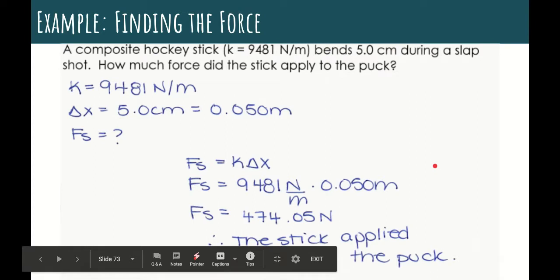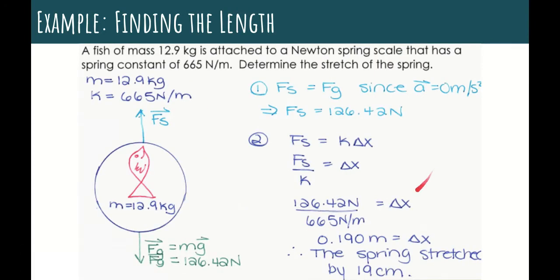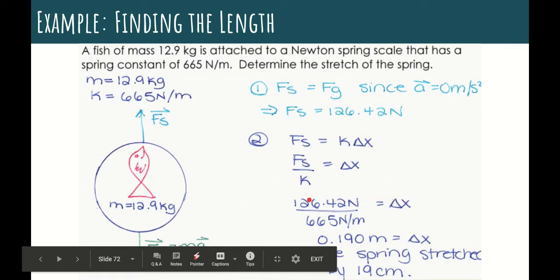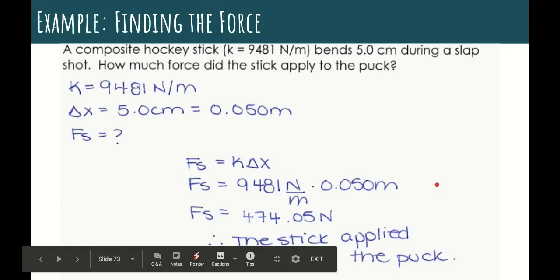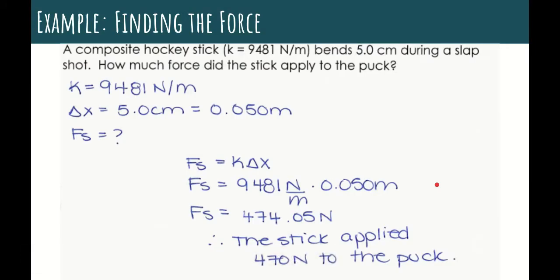So for this next one, we're going to be finding the force. On the previous one, we were finding delta x because we already had the force being applied, since we knew what the mass was, and we had the spring constant given to us already. On this second one, we're going to find the force required. A composite hockey stick with a spring constant of 9,481 newtons per meter bends 5 centimeters during a slap shot. How much force did the stick apply to the puck?